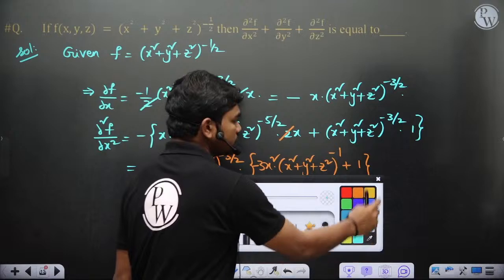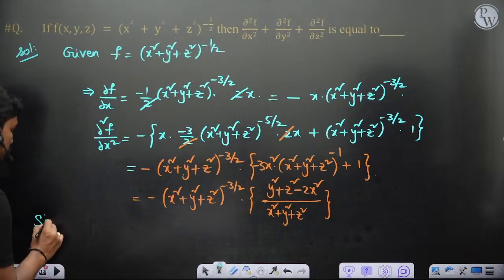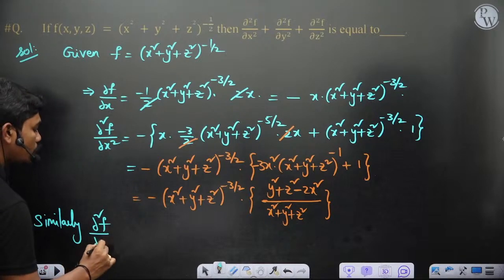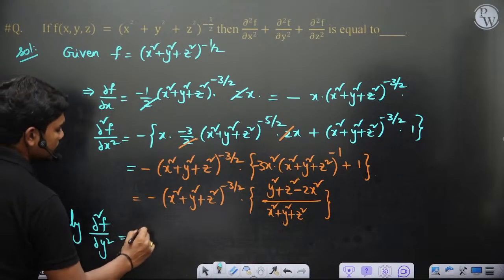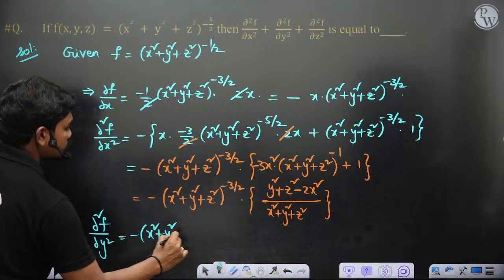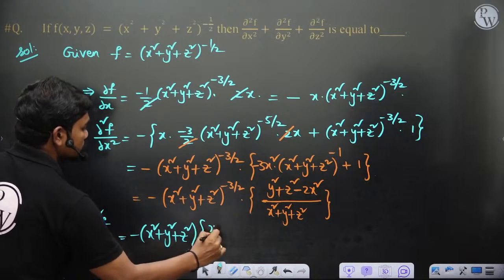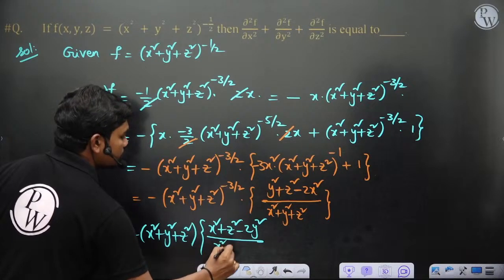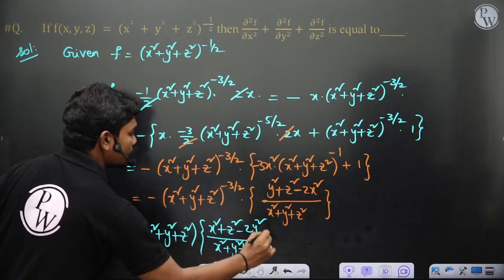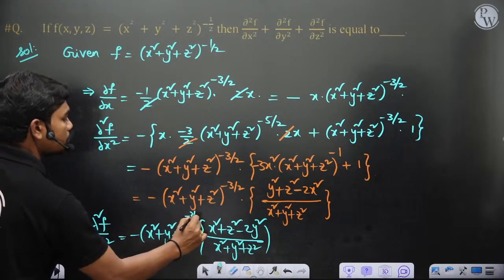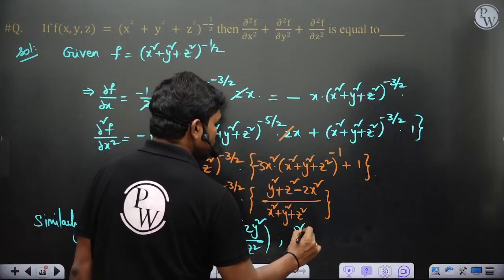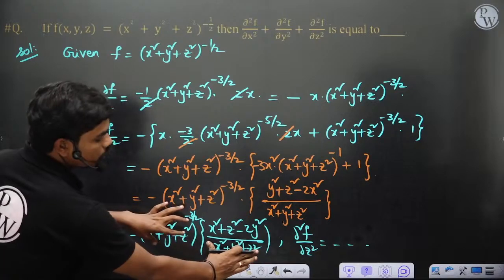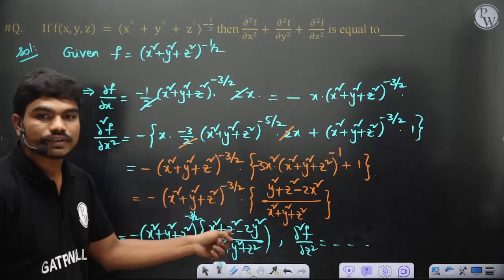Similarly, if you calculate dou square f by dou y square, it is equal to minus of (x square plus y square plus z square) to the power minus 3 by 2 times (x square plus z square minus 2y square) divided by (x square plus y square plus z square). Similarly, dou square f by dou z square: you will get the same constant, and this denominator will be the same, and the numerator would be x square plus y square minus 2z square.